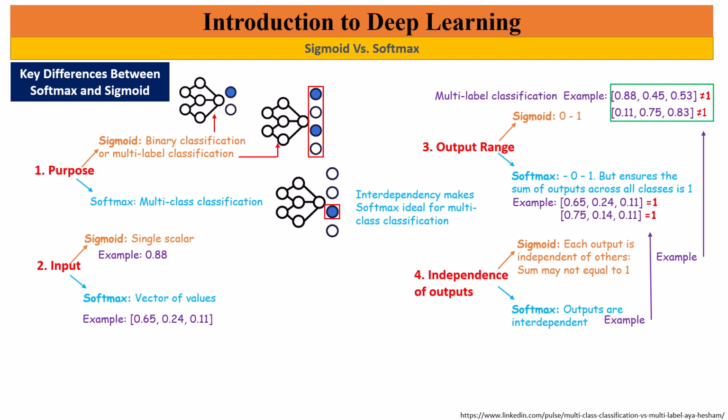5. Gradients. Sigmoid can suffer from vanishing gradient. Softmax, less prone to vanishing gradient issue. Vanishing gradient problem has been explained in detail in videos 13 and 14. This structured comparison helps in choosing the right activation function based on the nature of the classification task.